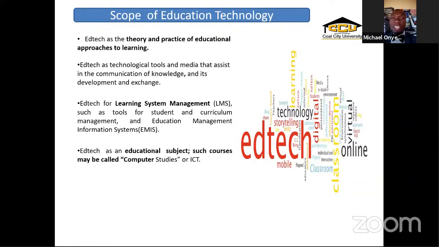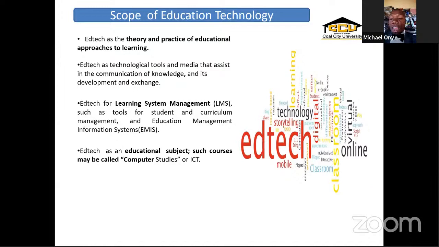Then we can look at education technology in terms of a subject or a course. In some schools across the world, education technology is offered as a course of study that students take as a degree program for 4 years, here in my country, for instance. Then again, it's taken as a subject that people take as part of the courses they must pass in their areas of study. So these are the areas of education technology. Then, on the next slide, let's look at the importance of education technology.